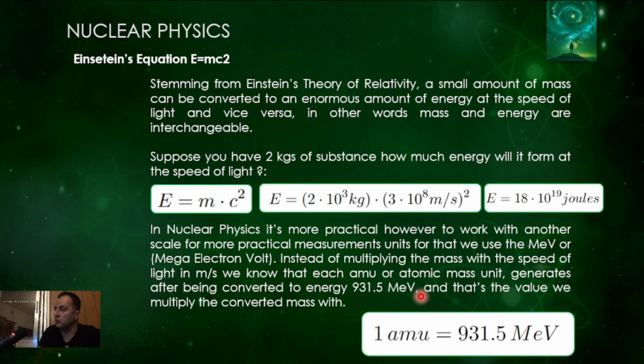By having that value, you calculate the mass that's being converted in AMU, or atomic mass unit, and then you multiply it by 931.5 mega electron volts. So we replace the speed of light, which is expressed here in meters per second, by 931.5 mega electron volts, given that the mass is no longer calculated in kilograms but in AMU.